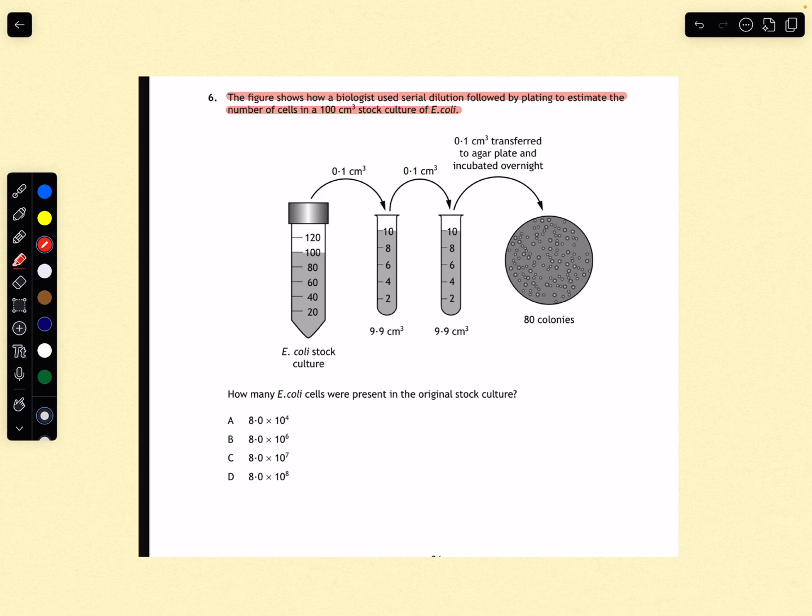and 0.1 centimetres cubed taken from the previous test tube. Finally, they're going to take 0.1 centimetres cubed from the third and transfer it to the agar plate, incubate it overnight, which is going to allow a colony count.